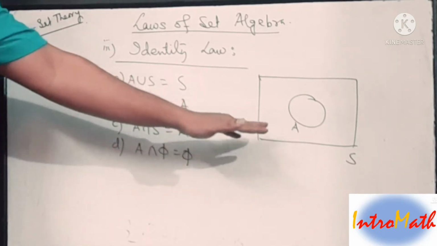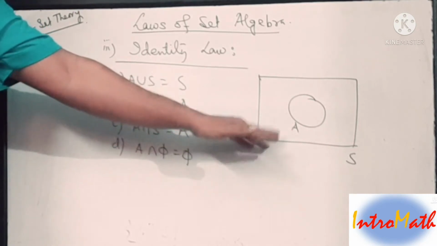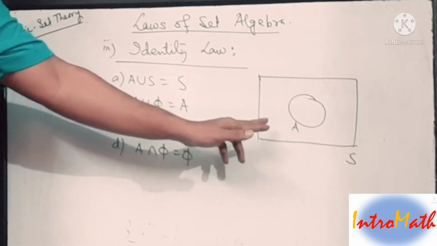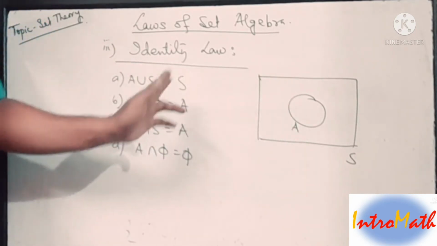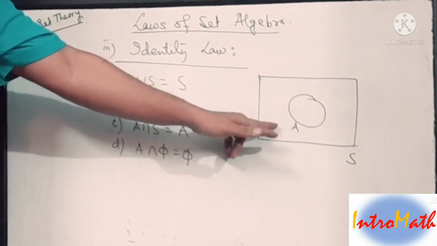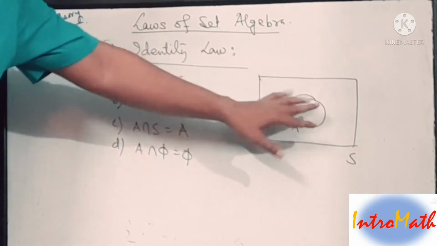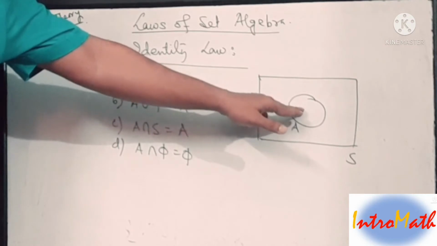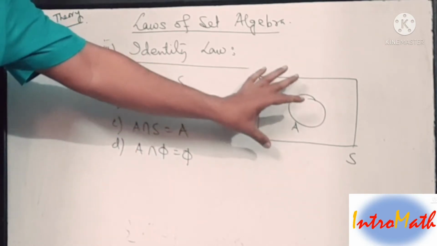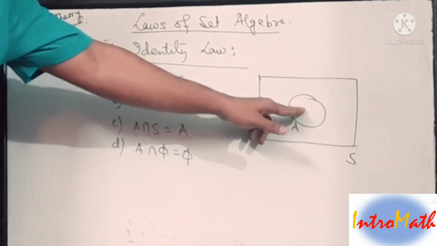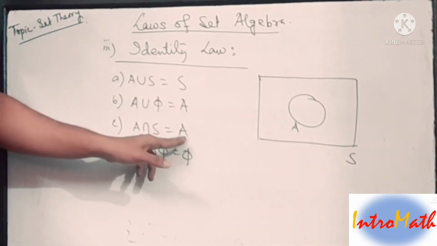Look at this Venn diagram. The whole set S, and A is a subset of S. If we take the union, union means the elements either belong to A or belong to S. So this is the whole set S, since the elements in A belong to A or S or both. And in case of intersection, the common elements are in A only. So A intersection S equals A.